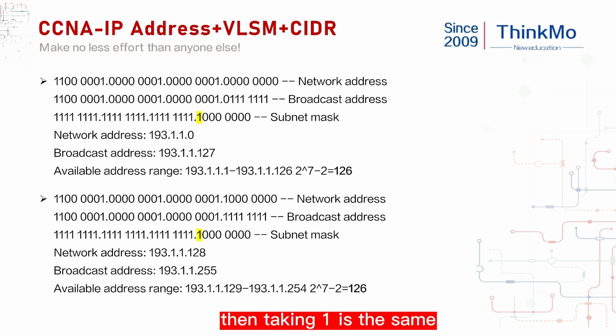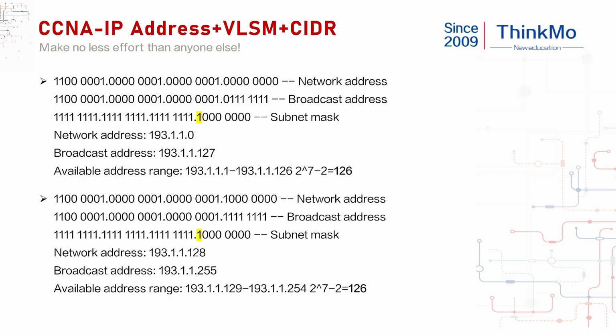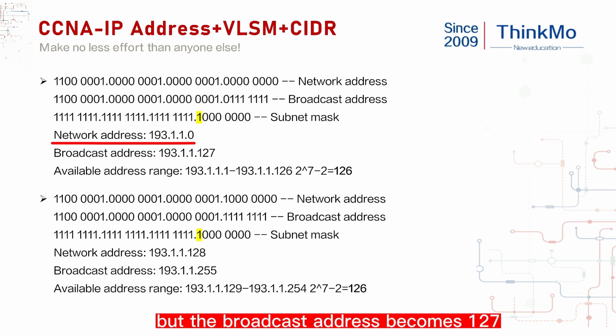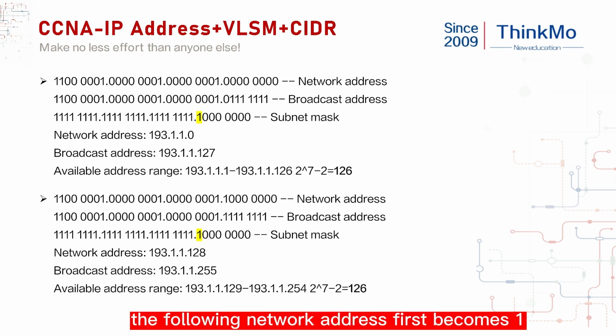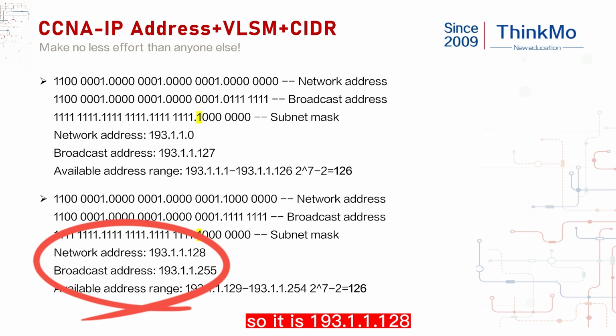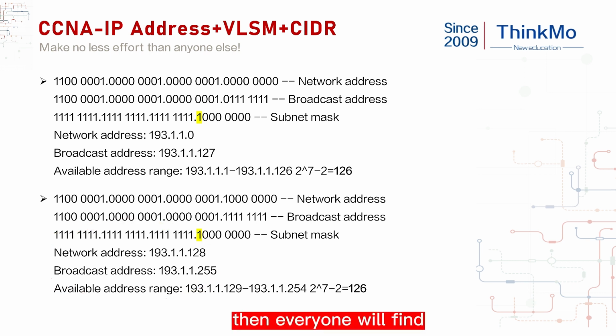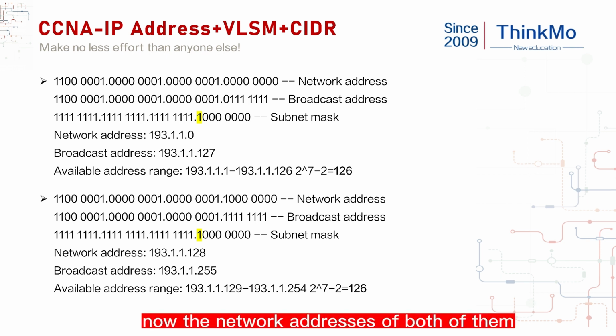Taking 1 is the same. Then let's see, does it make a difference now? For the above, we do the same calculation. The above network address is still 193.1.1.0, but the broadcast address becomes 193.1.1.127. The same below. The following network address first becomes 1, so it is 193.1.1.128. The broadcast address is 193.1.1.255.